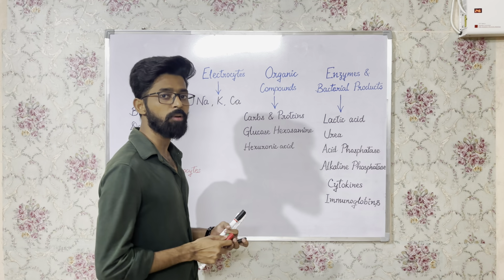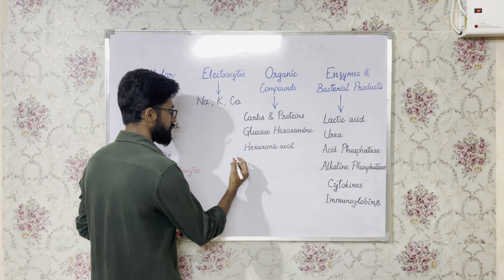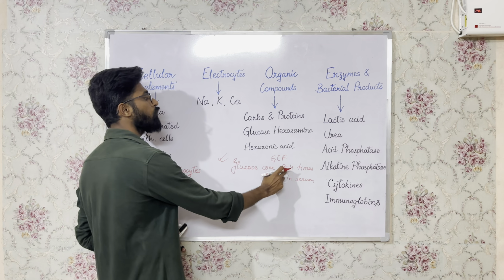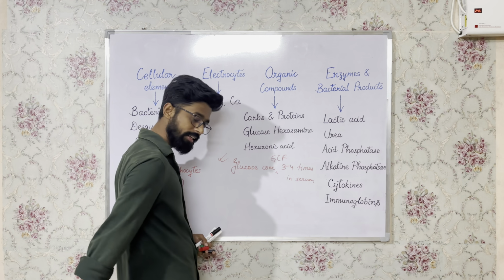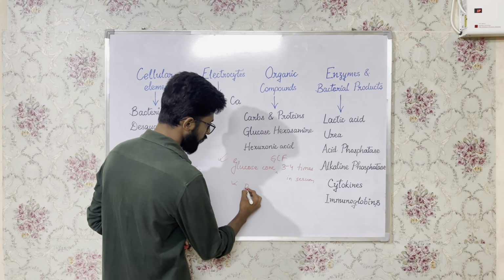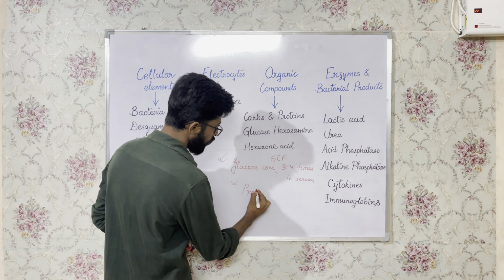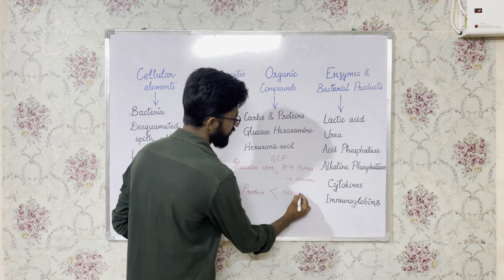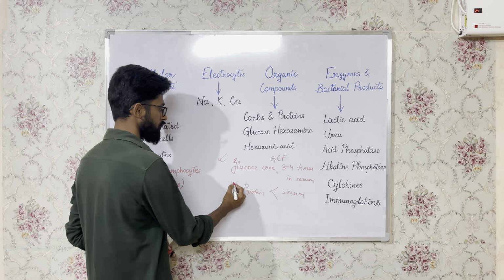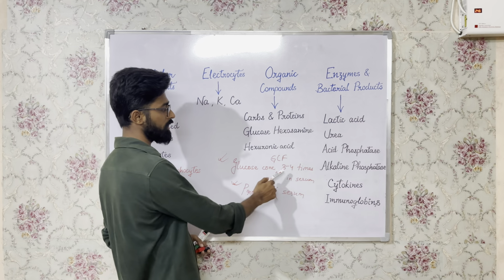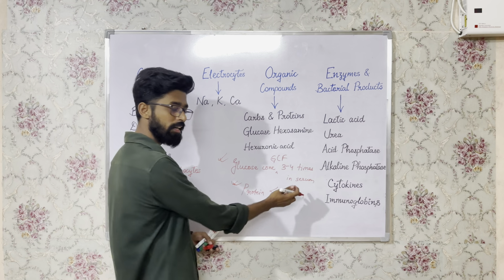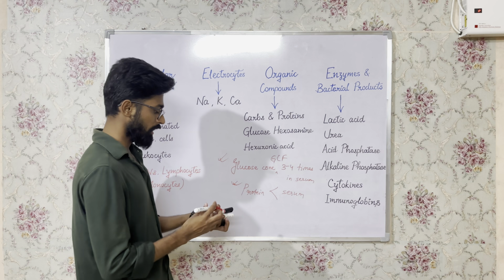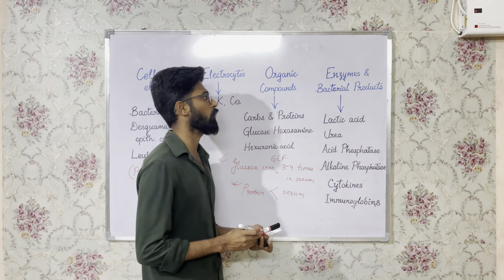Now what you need to remember is the glucose concentration. Okay, glucose concentration is 3 to 4 times more in GCF than in serum, but the protein concentration is much less in GCF than in serum. Okay, so these two are important points. Glucose concentration is 3 to 4 times more in GCF than in serum, and protein content is less than that in serum.